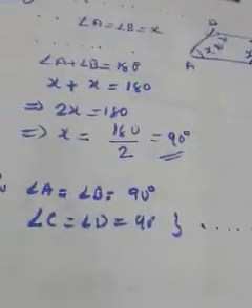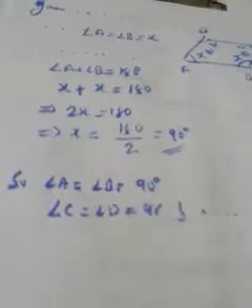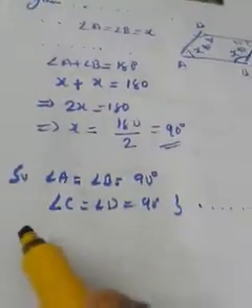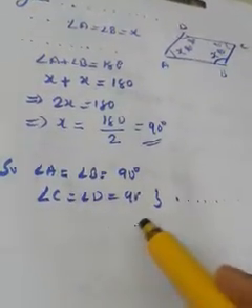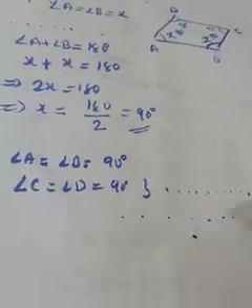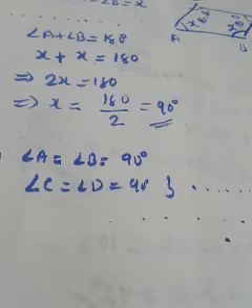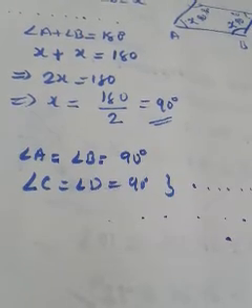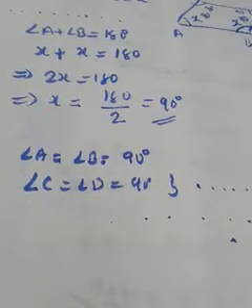Are you following me? And this is the answer for the question. And if you want, you can write a conclusion. So this parallelogram we can treat as a rectangle because all angles are 90 degrees. Any problem? Okay. This is for extra information. Shall we go to the next question?